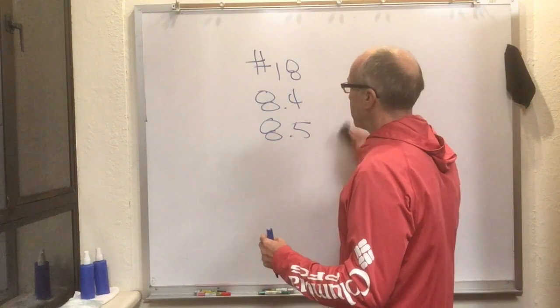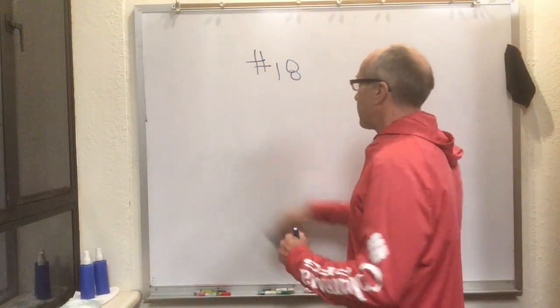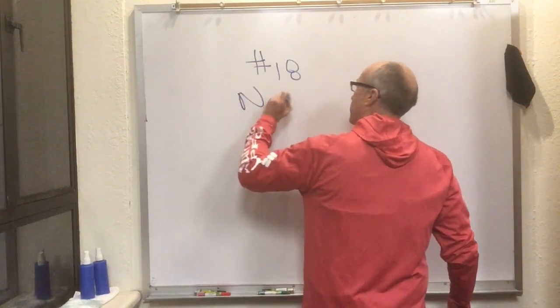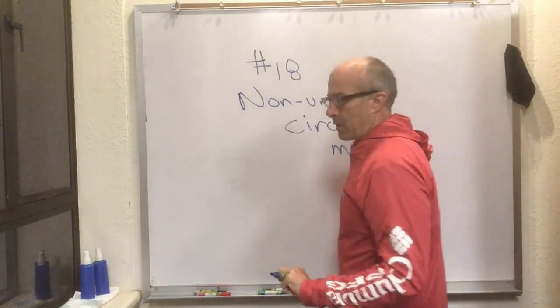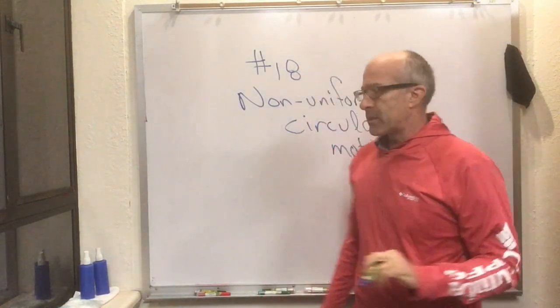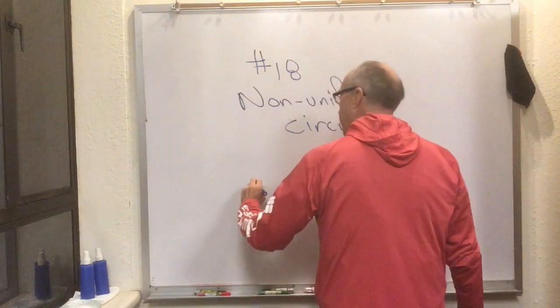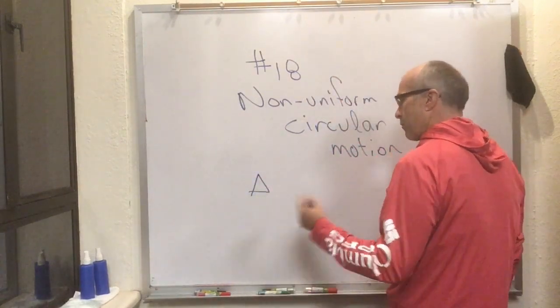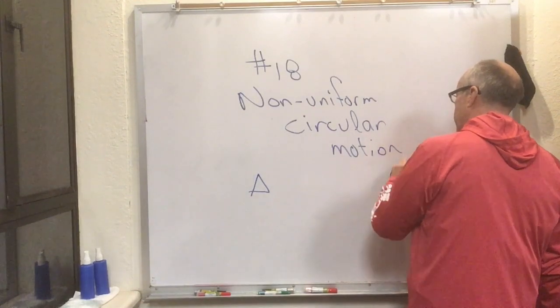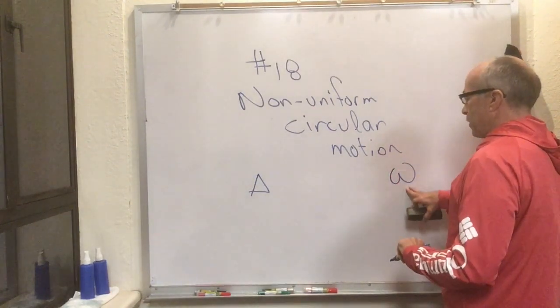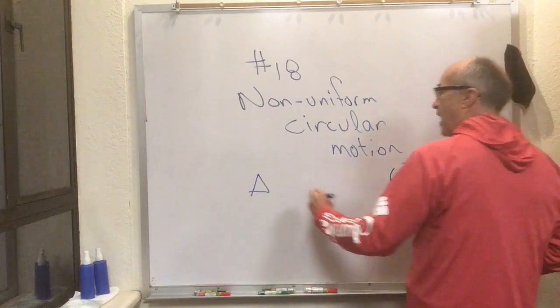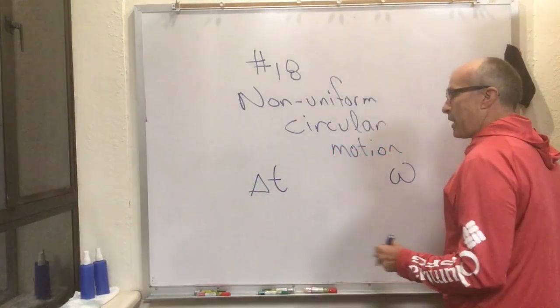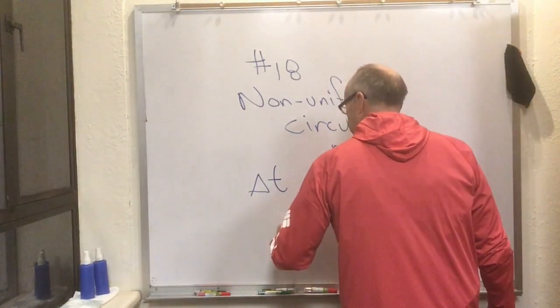So let's go on straight away to 8.5, which is called non-uniform circular motion. Now, I was a little bit surprised to see how few people in either class answered this question. If I have uniform angular rotation with angular frequency omega, and a time delta t passes, how much angle is traced out?